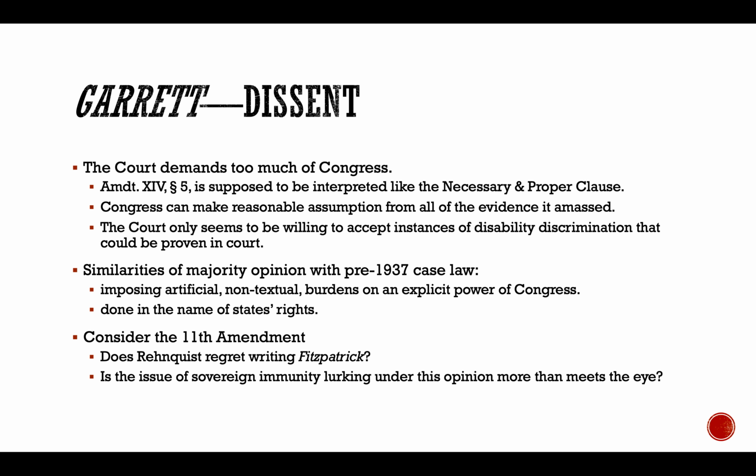What happened to Garrett afterwards? The same book, the excerpt from which I sent to you last week about the Alden versus Maine case, has another interesting little entry on the Garrett case. It's written by a political scientist. His investigation is that Garrett never really recovered much of anything.